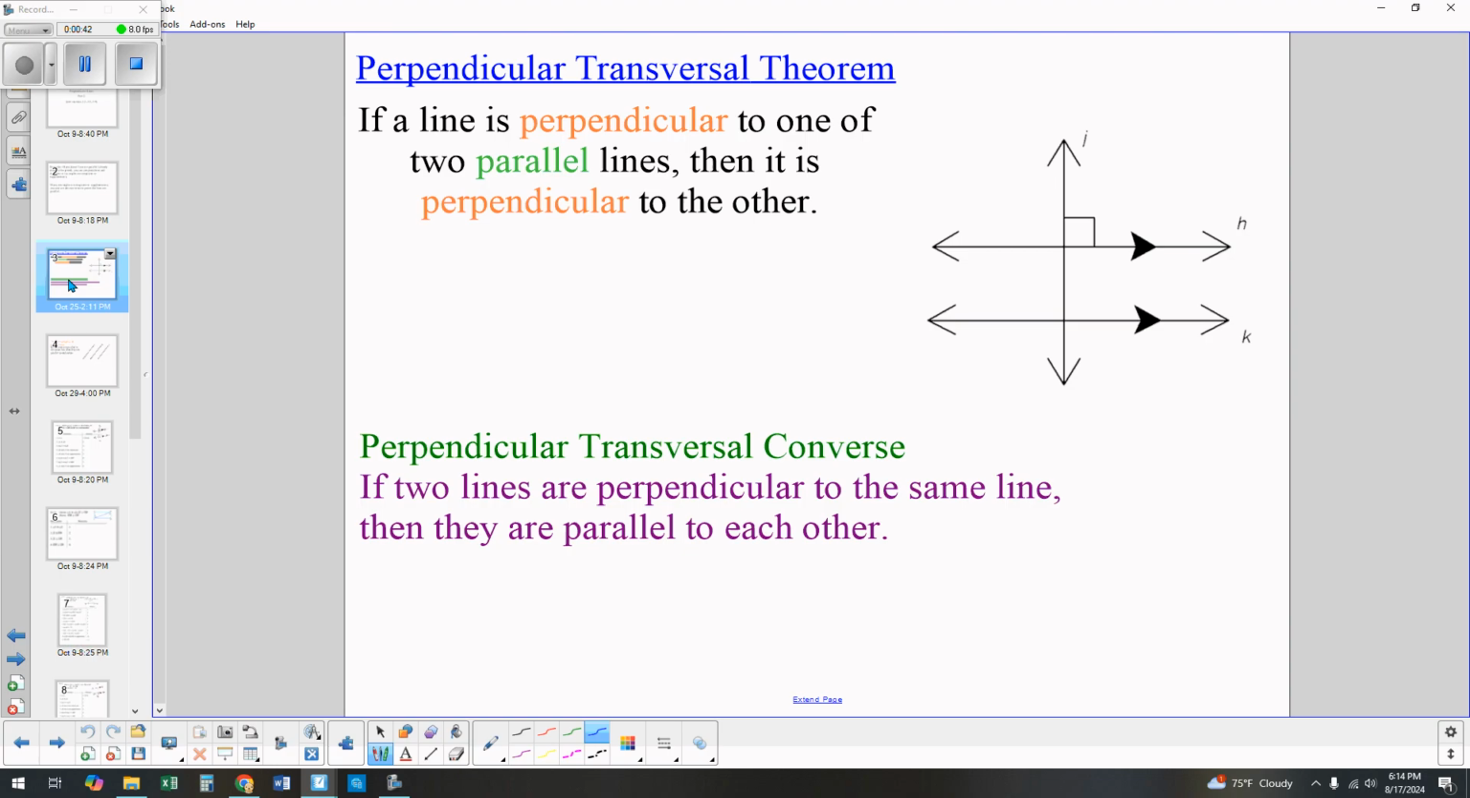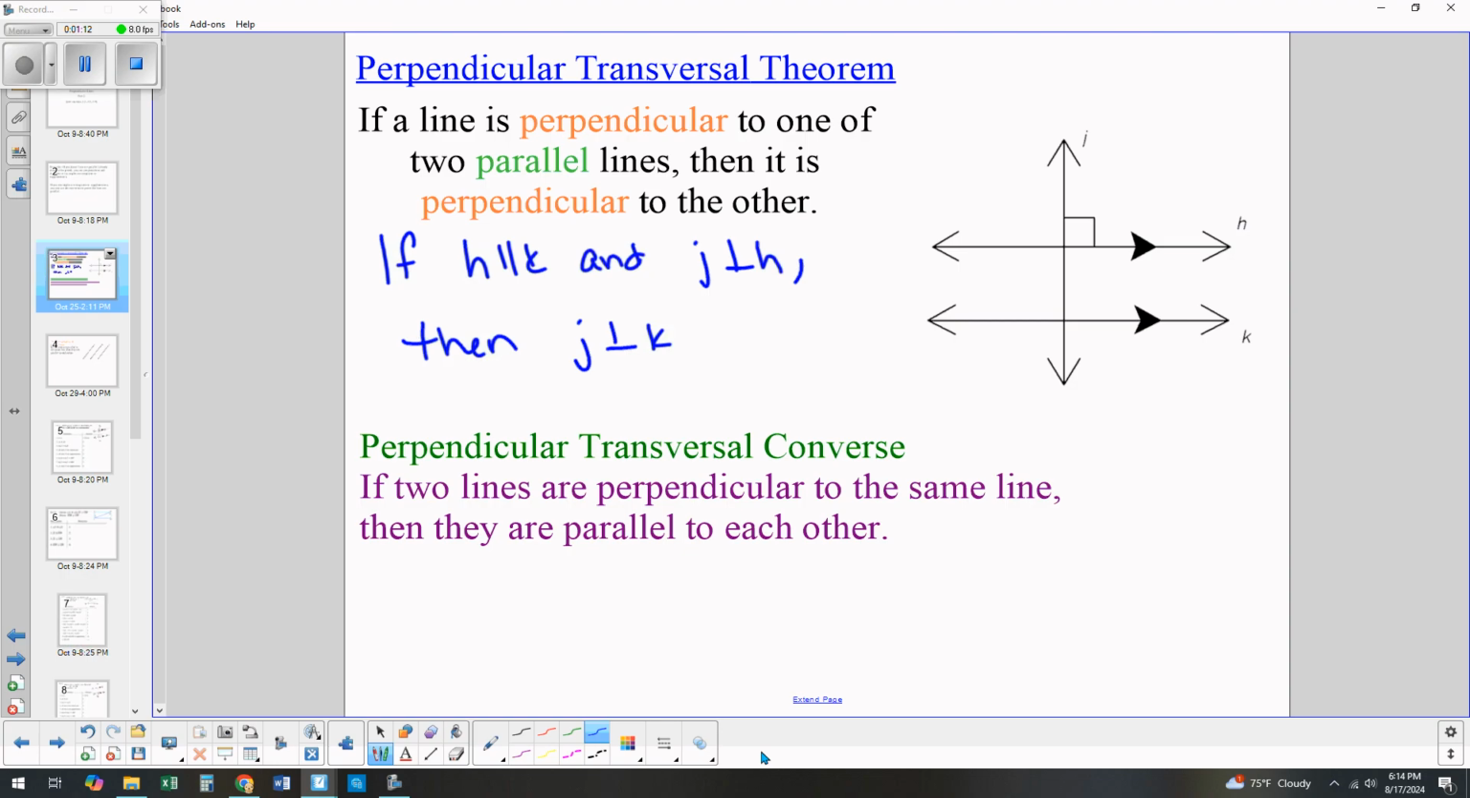So the perpendicular transversal theorem is saying if a line is perpendicular to one of a set of parallel lines, then it's automatically perpendicular to the other. So if I knew H is parallel to K, and I know that J is perpendicular to H, then I can say that J is perpendicular to K.